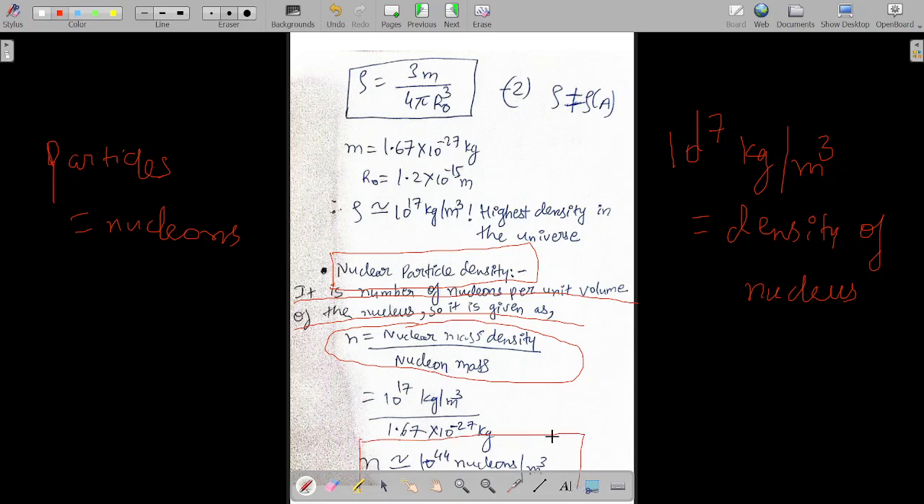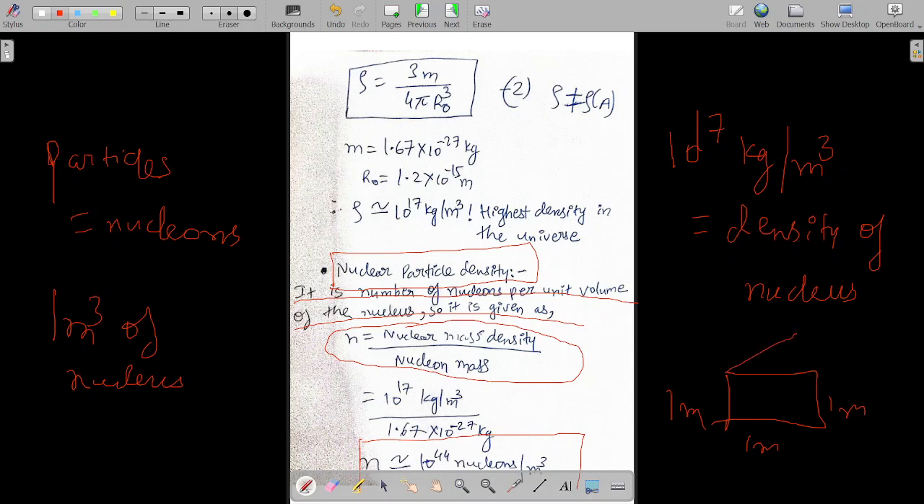Such a huge number of nucleons per meter cube, that is, per 1 meter cube of nucleus. Suppose there is a nucleus which has 1 meter side, 1 meter side, 1 meter side. This cube is formed out of nuclear material. Then how many nucleons will it contain? It will contain 10 to the power 44 nucleons. So this is the nuclear particle density. Hopefully you must have got how this came.